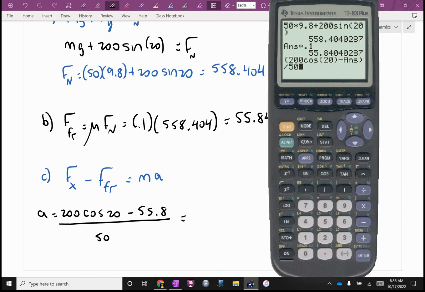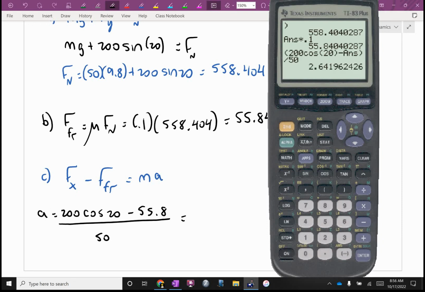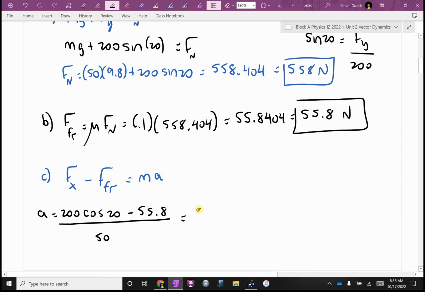Now, if I get a negative answer here, that just means that friction is winning. We're slowing down. I'd probably have to redo some of my equations. But if I get a positive answer, I'm probably pretty good here. I hope we get a positive answer. Hey, 2.64 meters per second squared.